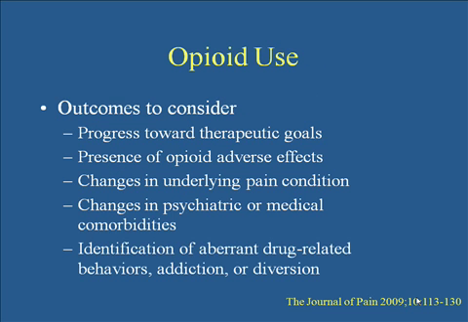Outcomes to consider: progress toward therapeutic goals, whatever those predefined goals are. It's a very important thing to see how you're doing. Presence of opioid adverse effects, some of these we actually try to prevent. Changes in underlying pain condition, changes in psychiatric or medical comorbidities, identification of potential behaviors that are suggestive of diversion or addiction. Those are all things that at least need to be kept in mind. Mainly that last one is for the younger patient population.